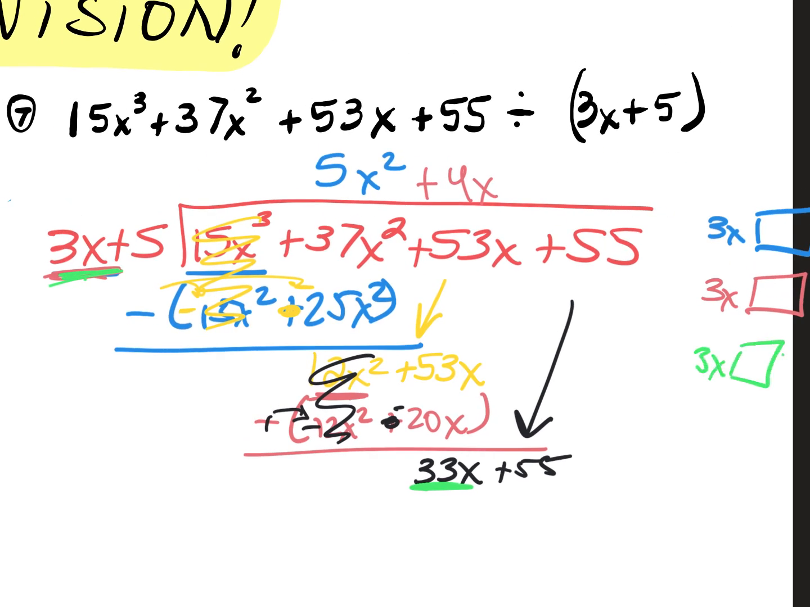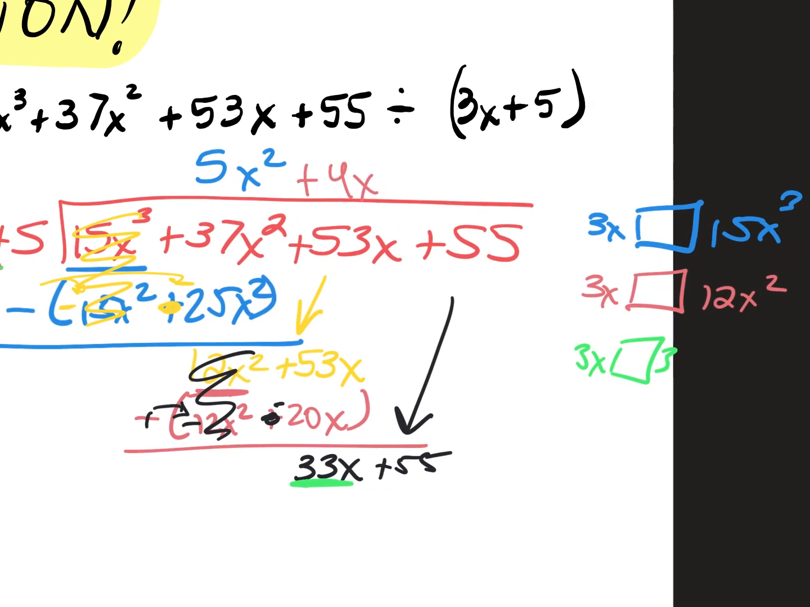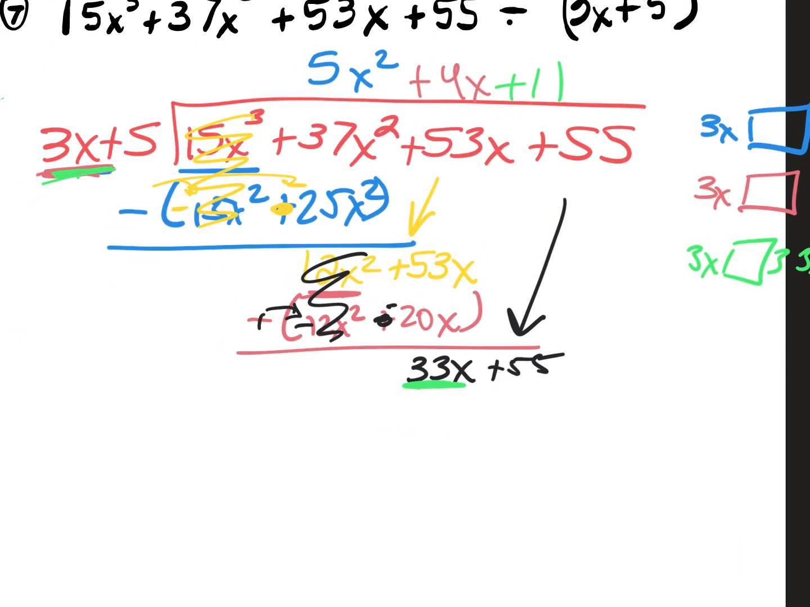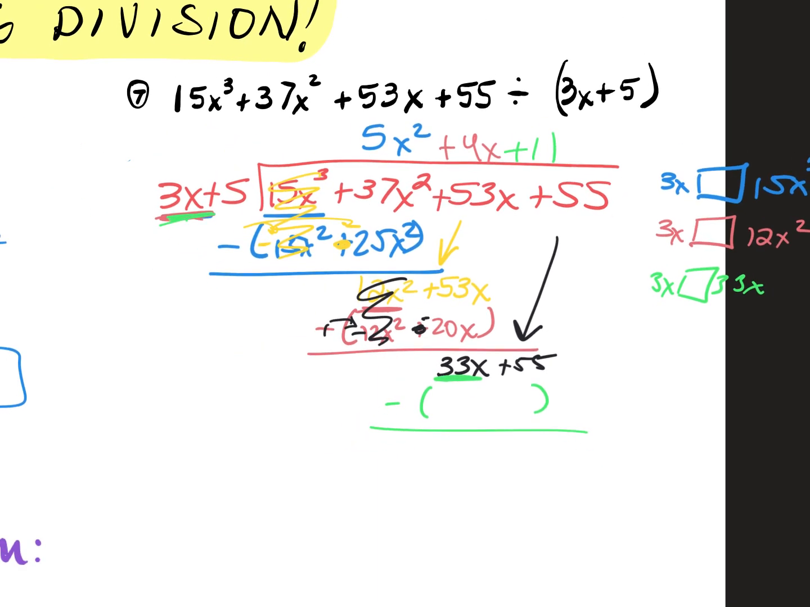3x times what gives me 33x? All right, so plus 11. So get your subtraction ready before you go. Before you multiply, 11 times 3 is going to give me 33x. And 5 times 11 is going to give me 55. And then when I distribute, everything does what? Cancels out. So I don't have a remainder again.